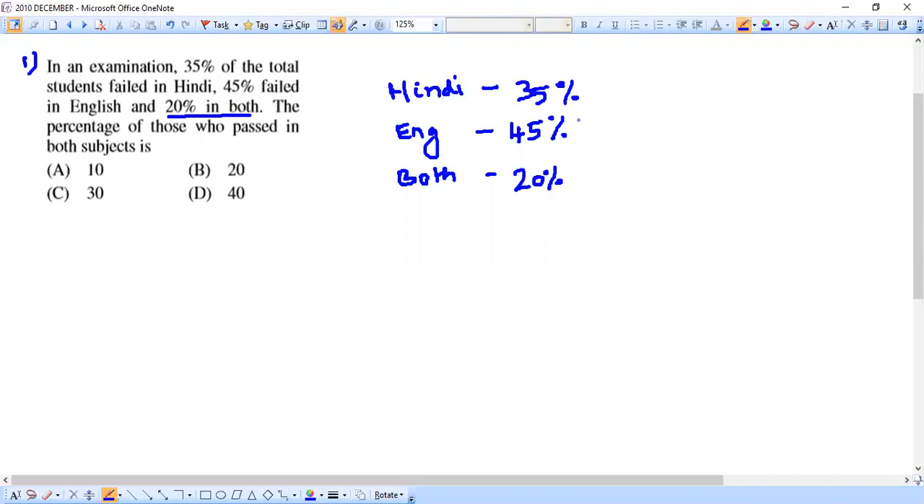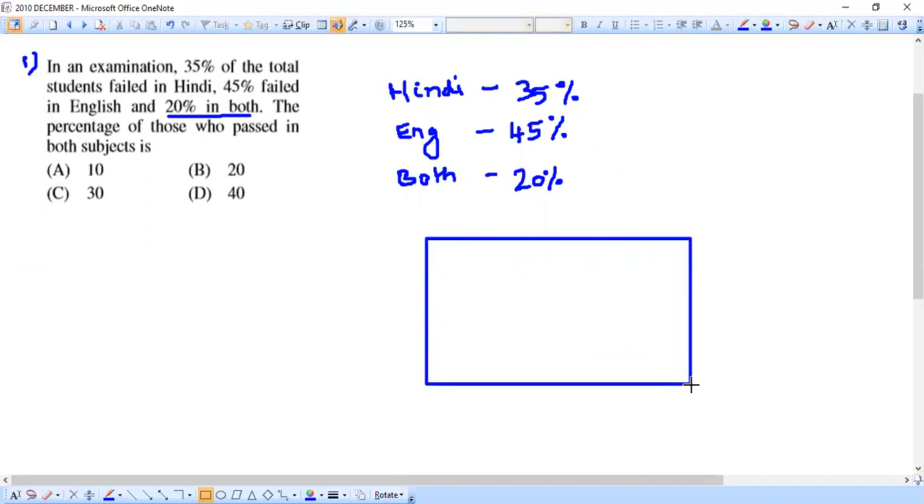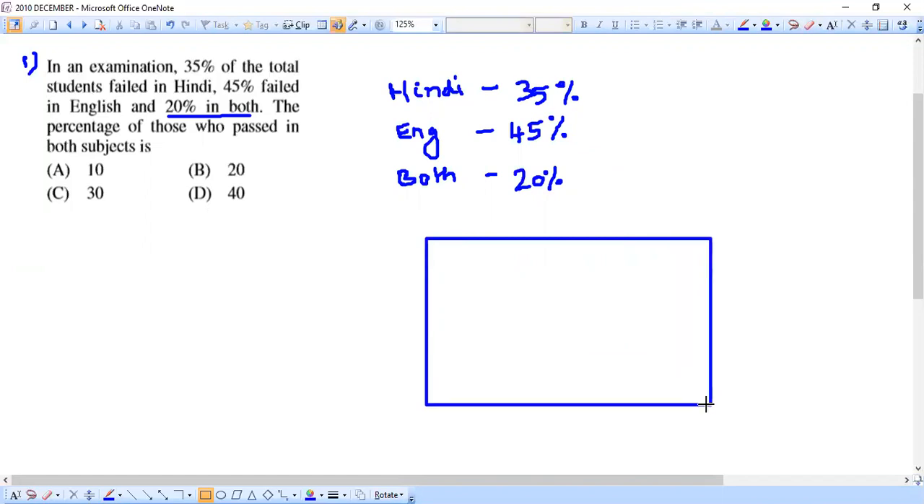Let me explain it from the concept of Venn diagrams, for which we need to draw a rough diagram. I'm drawing this box. Let us take the full box as the total class, and let us have one circle here, a circle like this. Let this circle represent those who failed in Hindi. Those who failed in Hindi will come inside this circle.